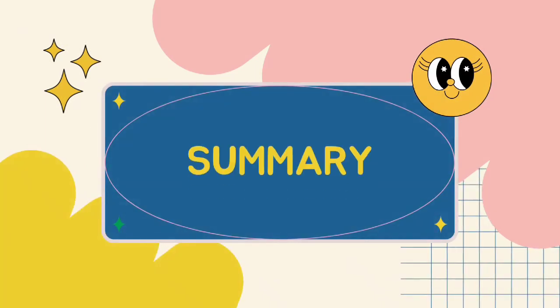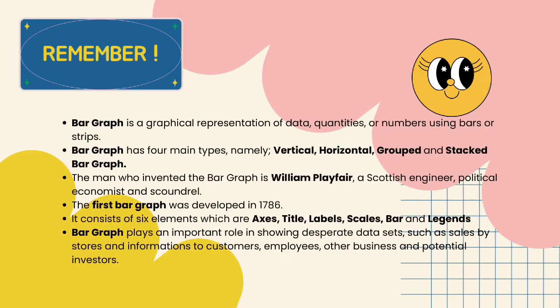After all that I have discussed, let's end our lesson by giving you the overview of the topic. Remember, a bar graph is a graphical representation of data, quantities, or numbers using bars and strips. Bar graphs have four main types, namely vertical bar graphs, horizontal bar graphs, grouped bar graphs, and stacked bar graphs. The man who invented the bar graph is William Playfair, a Scottish engineer, political economist, and scoundrel. The first bar graph was developed in 1786. It consists of 6 elements, which are axes, titles, labels, scales, bars, and legends.